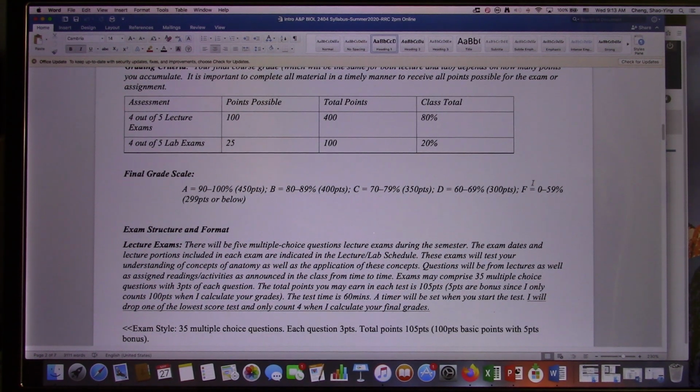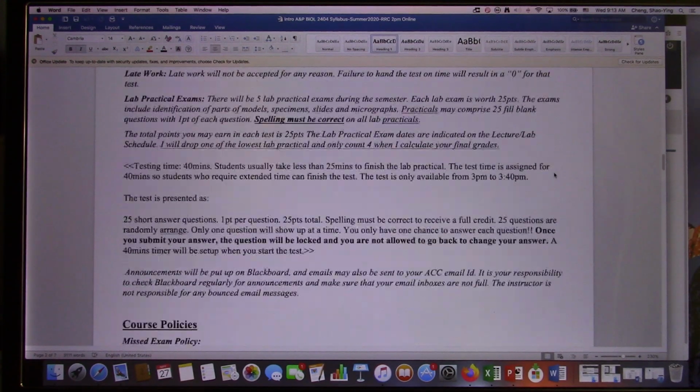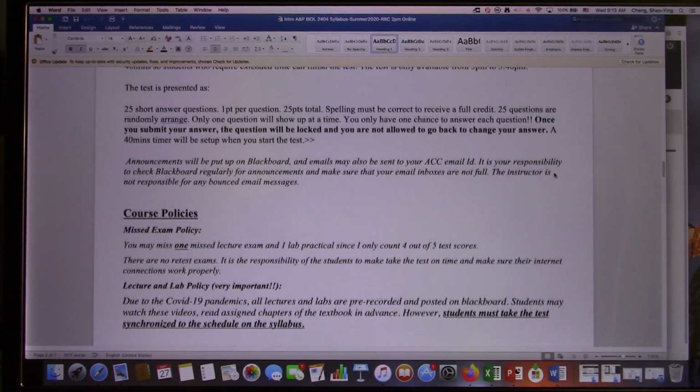After you finish exam 5, I will manually calculate your exam grade based on this: 4 out of 5 lecture exams. The rest of them, I will leave to you.